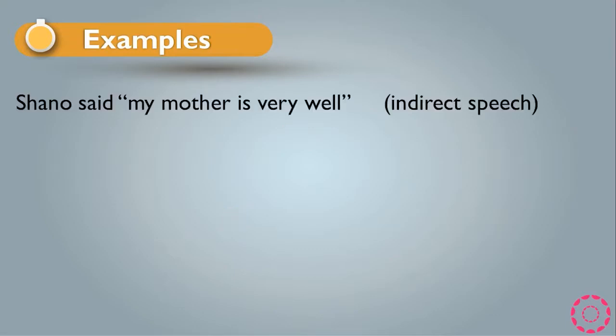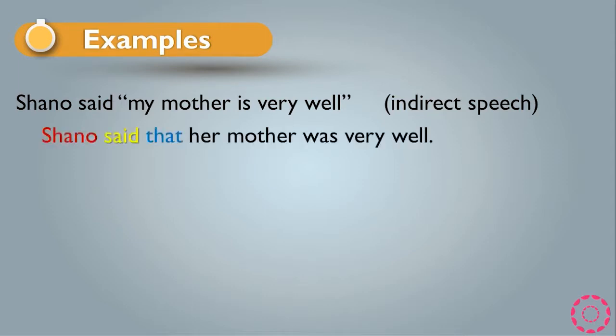Another example, Shano said, my mother is very well. So it asked to change to indirect speech. So it became like that. Shano said that her mother was very well.